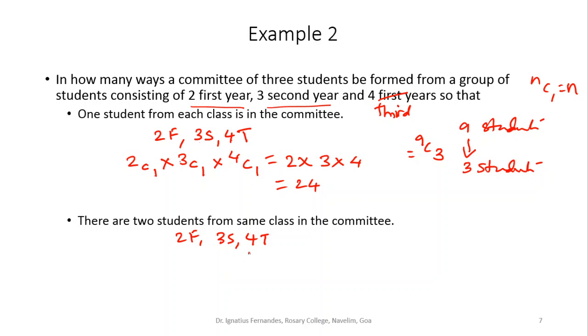Now it depends on which 2 students from the same class you are taking. These 2 students can come from either the first year, or the second year, or the third year. I'll stress on the "or" that I'm using here. I may take 2 students from the first year, or 2 from the second year, or 2 from the third year.